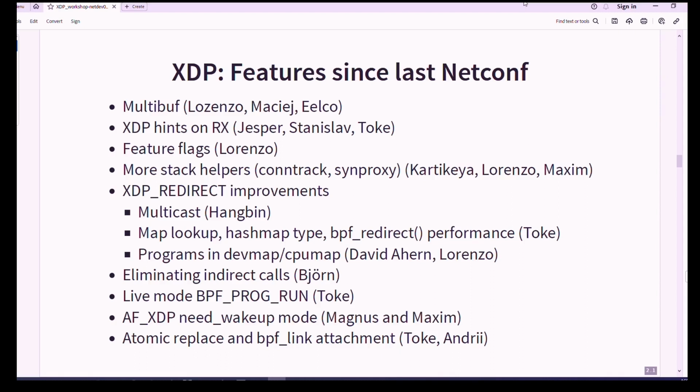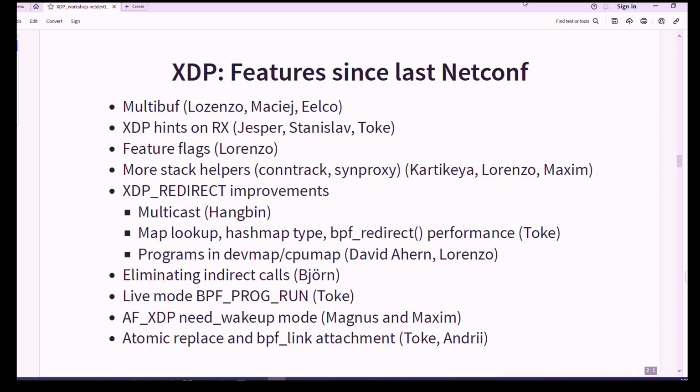We've gotten a lot of improvements to XDP redirect. We have multicast support. We have map lookups, so you can actually check if your redirect is going to work ahead of time. There's a hash map type. There are some performance improvements. You can now have programs inside devmaps and CPU maps, which means that for the devmap use case, you can execute a separate XDP program after the redirect, based on the egress device. And for the CPU map, this allows you to do things like software RSS scaling.